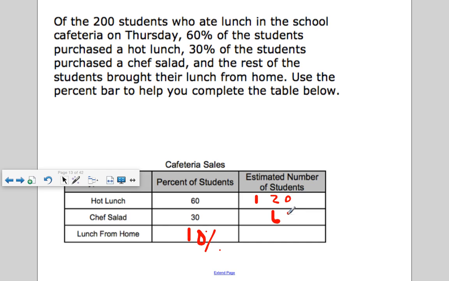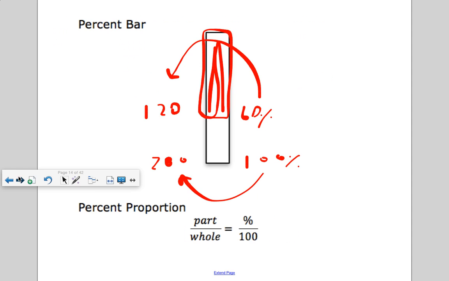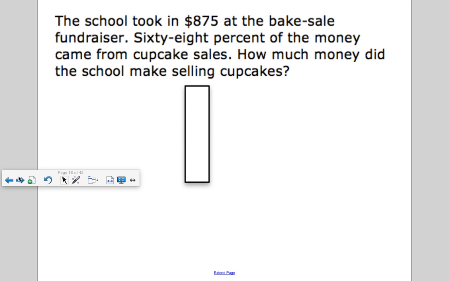So if there's 120 students who bring their hot lunch and 60 students who bring chef salad, that's 180, so 20 are left for lunch from home. In our last three examples, we're going to practice more with part over whole equals percent over 100.